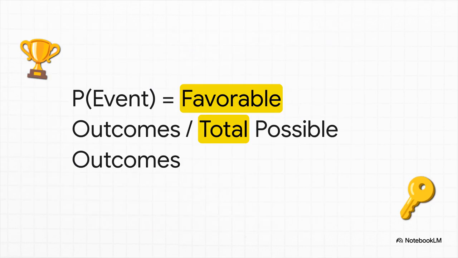And here it is. This is the whole engine that drives probability. To find the probability of any event, you just take the number of ways it can happen and divide that by the total number of things that could have happened. That's it. That's the golden rule.